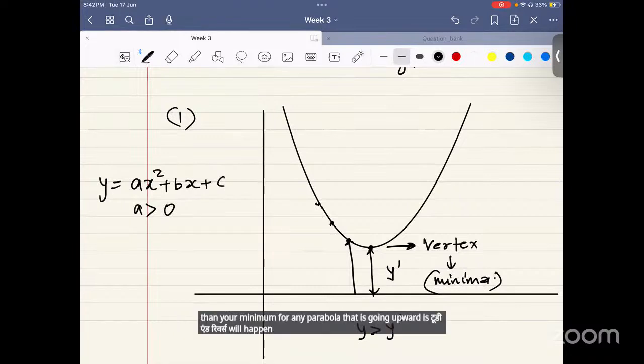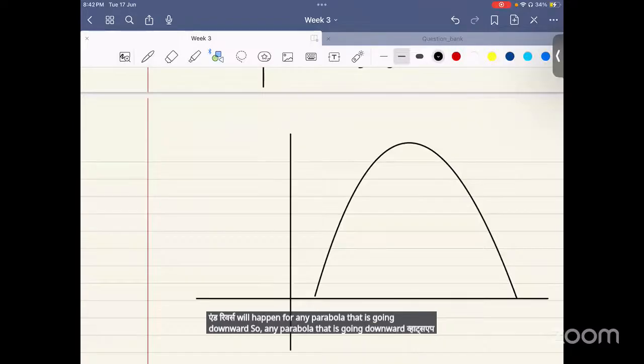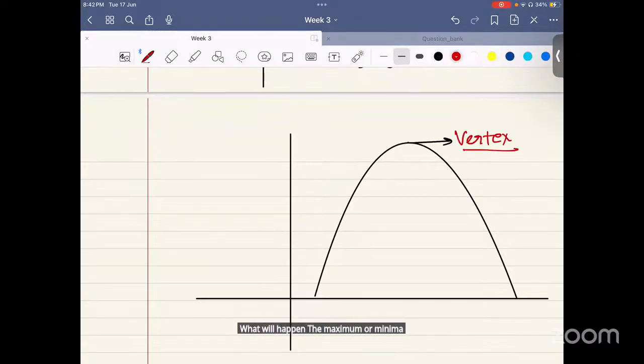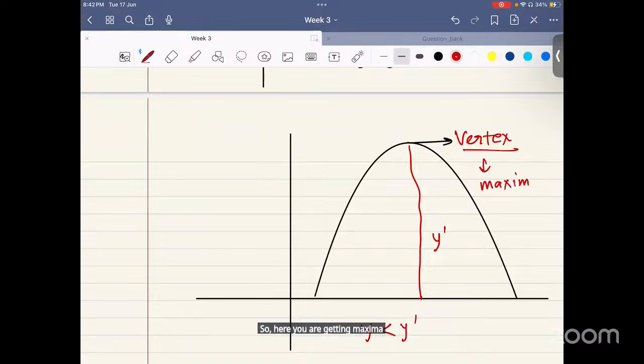will happen for any parabola that is going downward. So for this parabola that is going downward, what will happen at the vertex? The maxima or minima? Maxima. Correct. So this y value, y dash, any value of y that you'll be getting will always be less than y dash. So here you are getting maxima. So you'll not be getting confused, right?